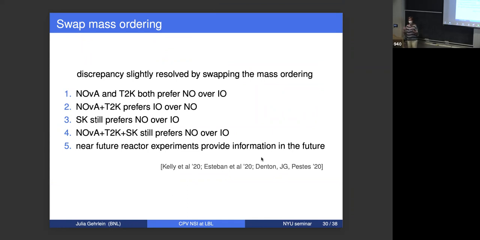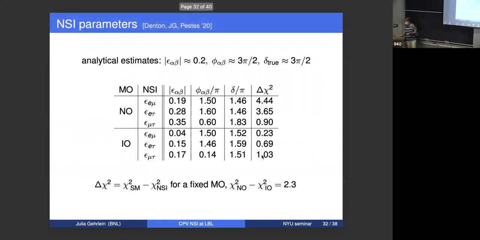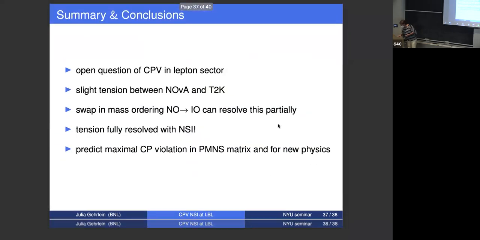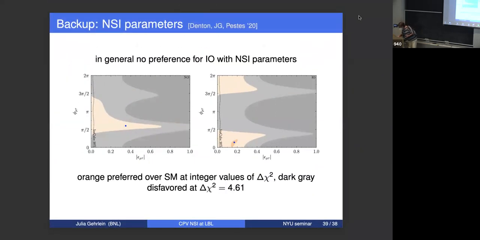But if you additionally introduce a complex NSI, you would maybe reduce the tension a little bit more, but let me check if I actually have inverted ordering. Yeah, I think that's exactly it. So here you see inverted ordering results for epsilon mu tau. For epsilon mu tau, IceCube provides very strong constraints, so the preferred parameter space would already be excluded. So the answer to your question is the NSI parameter space would be even more squeezed.